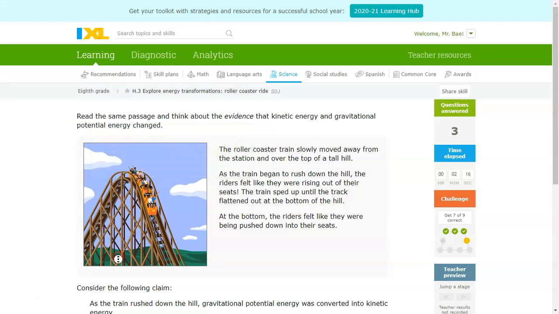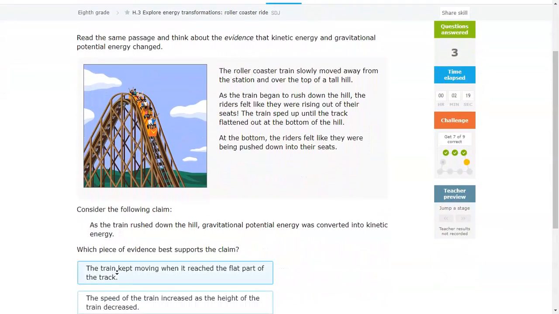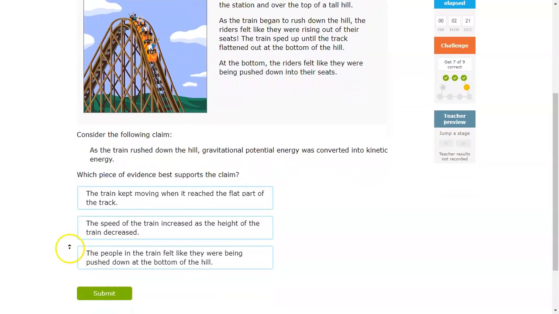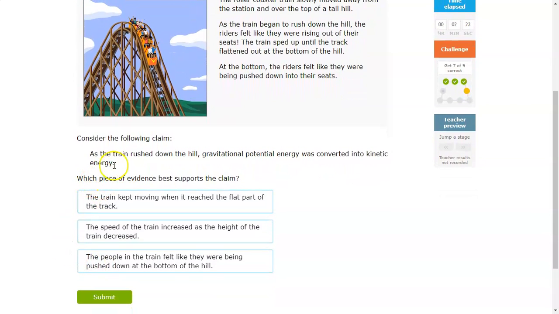All right, moving on to the next one. Which piece of evidence best supports the claim? The claim being that as the train rushed down the hill, the gravitational potential energy was converted into kinetic energy. Just reading this part, I look for a statement that talks about an object in motion, something moving or moving fast. So let's see, the train kept moving when it reached the flat part of the track.